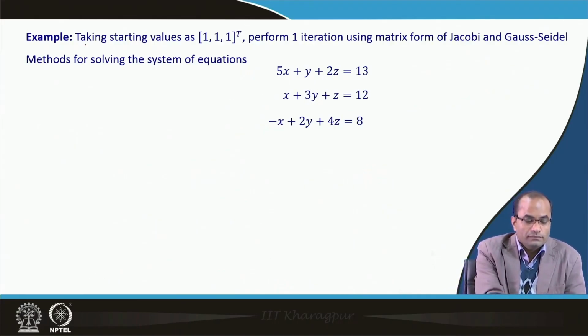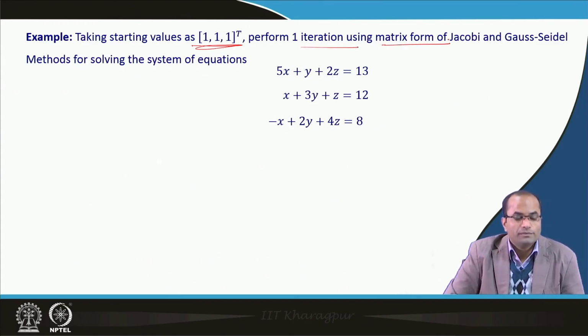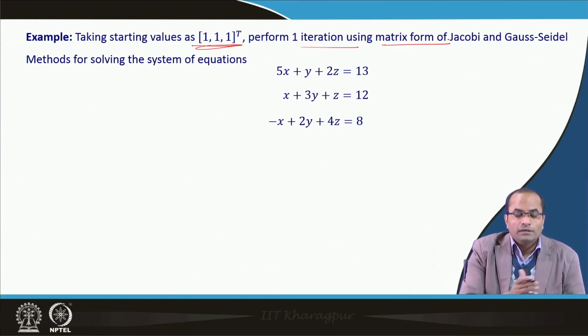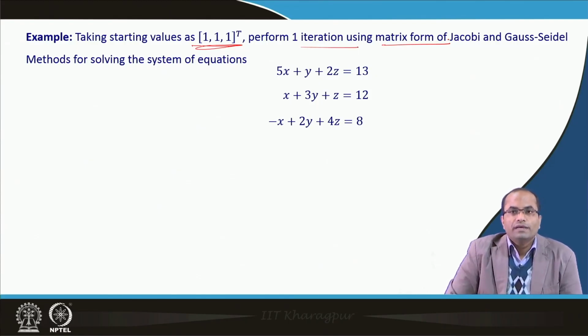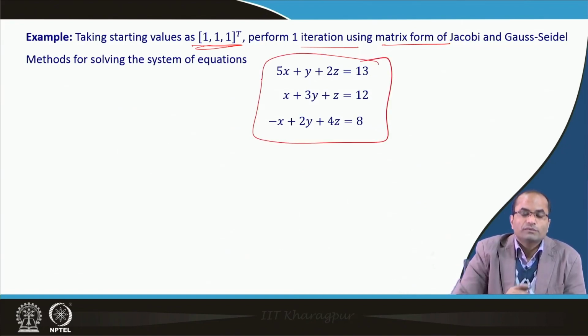Well, now the question is that if we take this starting guess 1 1 1 again and perform one iteration using the matrix form of the Jacobi and Gauss-Seidel methods for solving a system of equations. In the previous example, we used the component form, which was directly possible from the given equations.